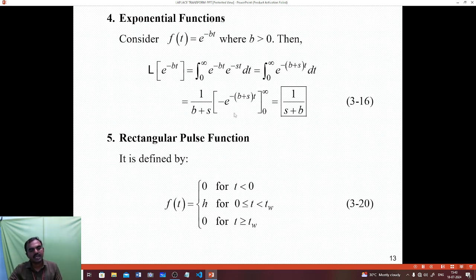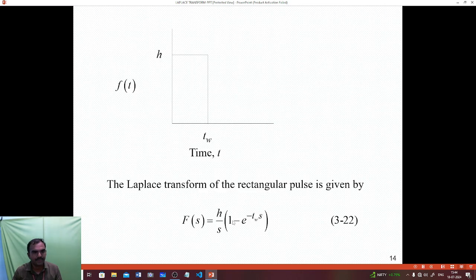Fifth one, the rectangular pulse function. It is defined by f of t equal to 0 for t less than 0, h for 0 less than or equal to t less than tw, and 0 for t greater than or equal to tw. That is the rectangular pulse function, which has a rectangular shape.